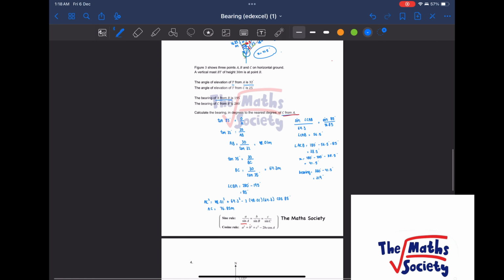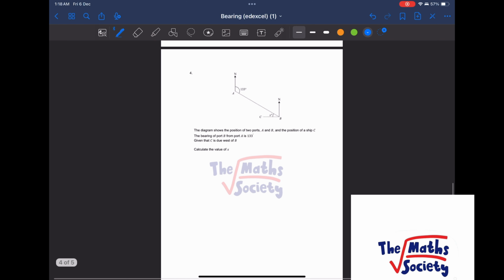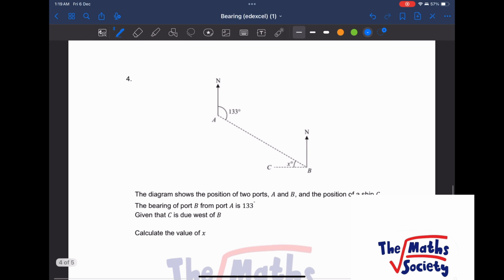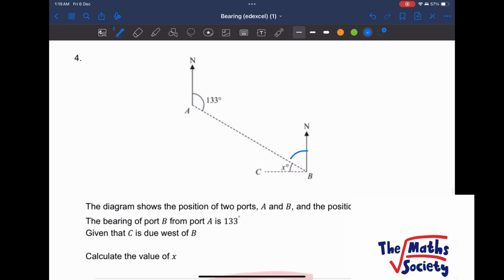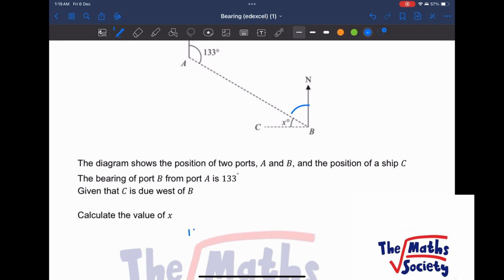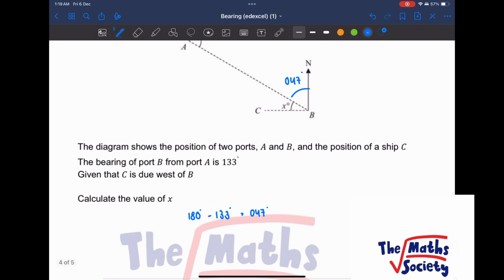And now let's move on to question number 4. Moving on to question number 4, we can see that they've already given you the position and everything, and we know that the two add up to 180, so we just need to subtract it. So that's 180 degrees minus 133 degrees, which you'll get 47. And we just want to know the degree of x, right? We know that this one's 90 degrees, so we just minus it off.